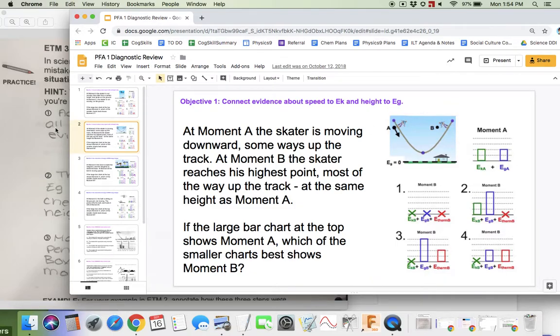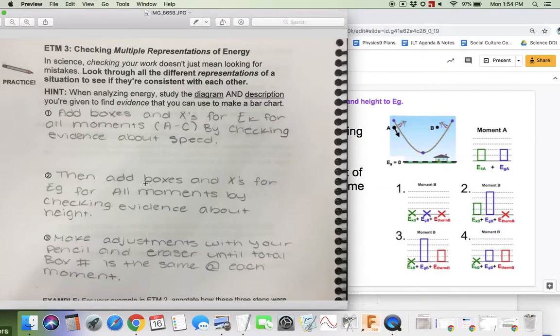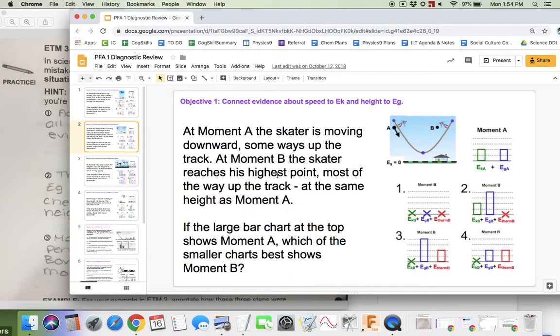Let's go back to step 2. Add boxes and X's for EG for all moments by checking evidence about height. So I know that at moment B, the height is the same as at moment A. I know that I've got 2 bars of gravitational energy at moment A, therefore I need to have 2 bars of gravitational energy at moment B. This answer choice 2 doesn't work because I've got 4 bars instead of 2. That would mean that the height has gone up, which it has not.